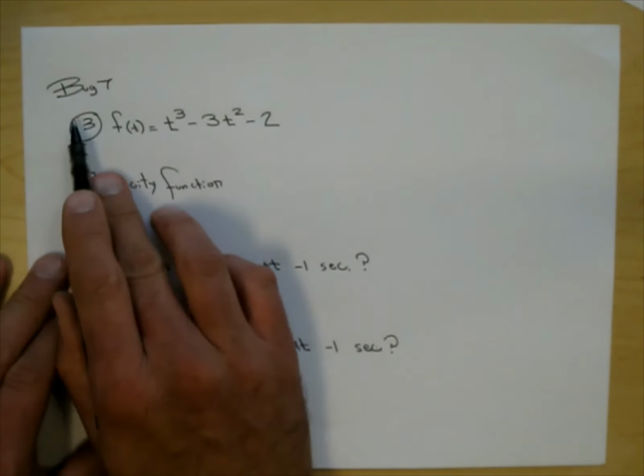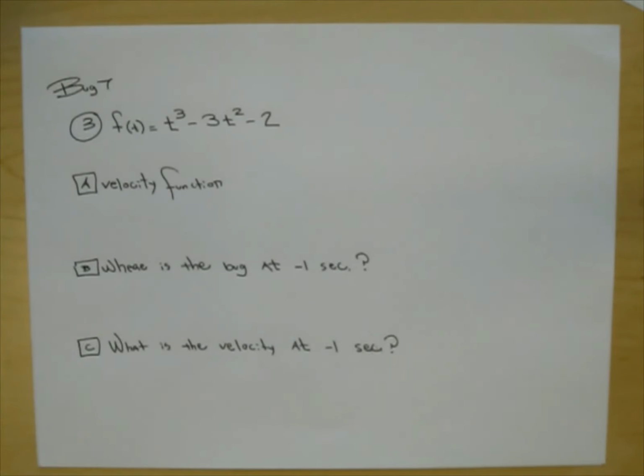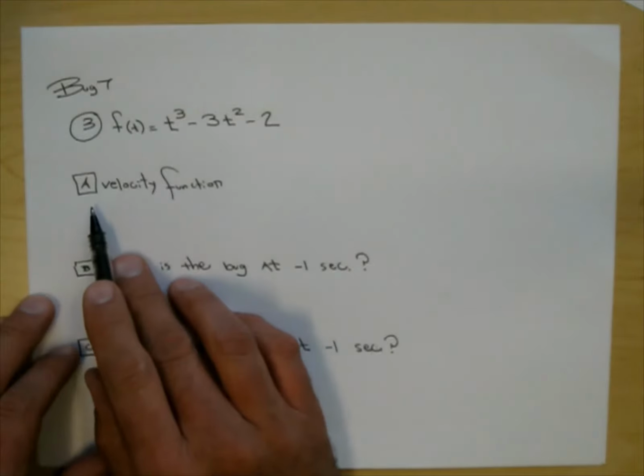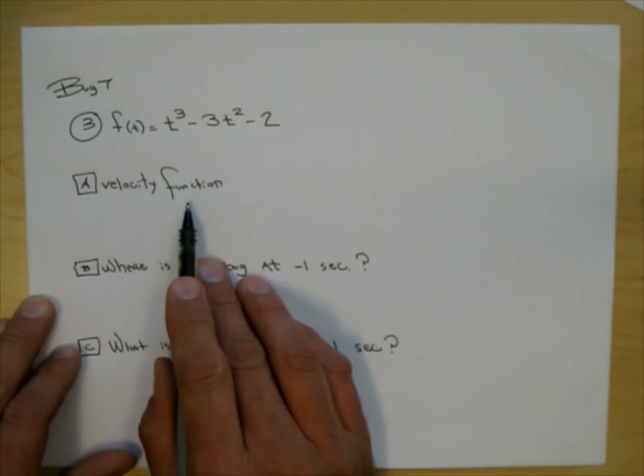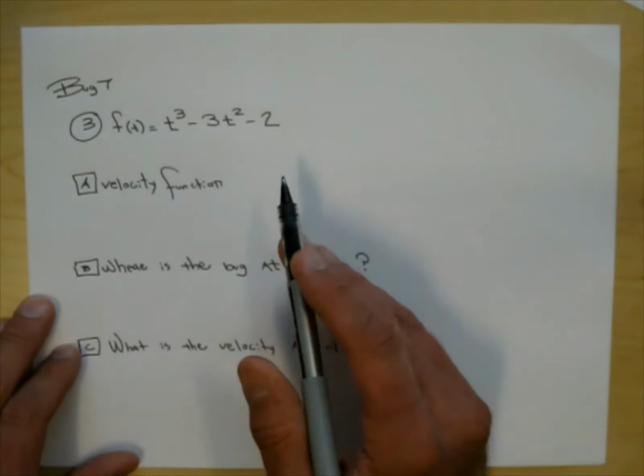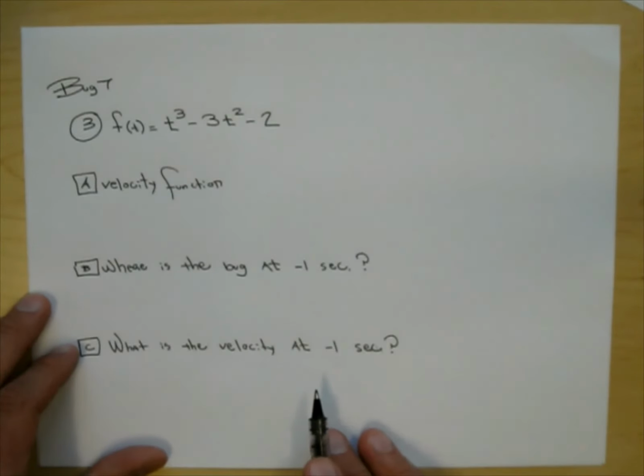So, here's bug 7. Basically the setup, suppose the bug is moving along the number line. At time t seconds, his position is s feet from the origin, let f of t equals s. So here it is. So, compute the velocity function. The velocity is just the derivative. So it's kind of like what we did in the last problem, except this is a bug on the number line. We're going to ask some interesting questions here.